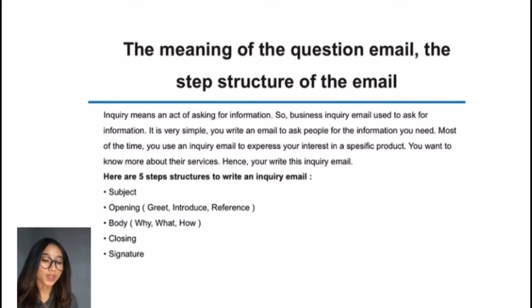Number 3, body. An effective body should always be easy to read. Moreover, in this case, it should be able to help your recipient collect information and answer some basics like why, what, and how. Number 4, closing. End your email with a simple closing part. You can say, thank you for your time. Number 5, signature. Finally, don't forget a standard signature. Include your full name, job title, and contact information.